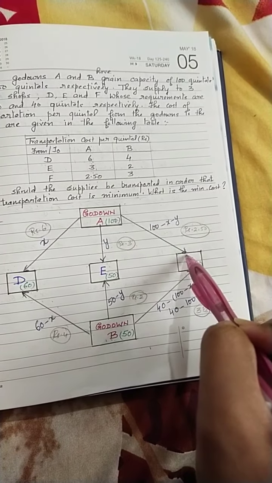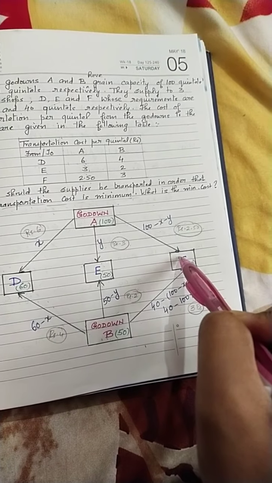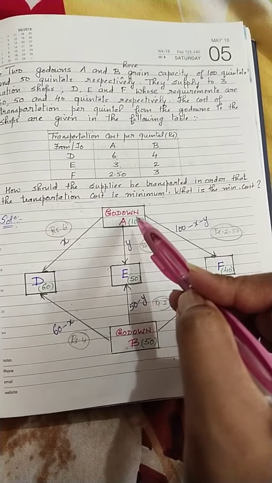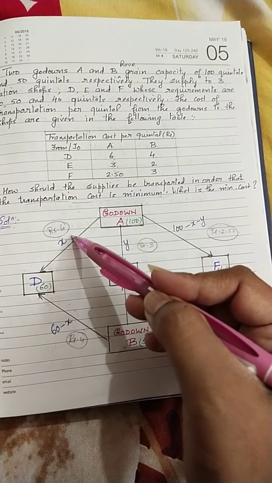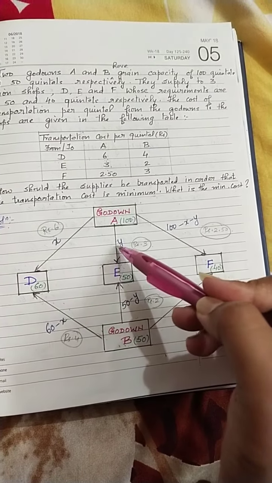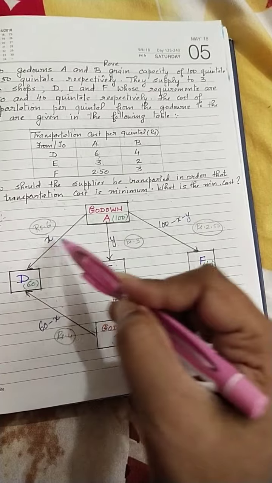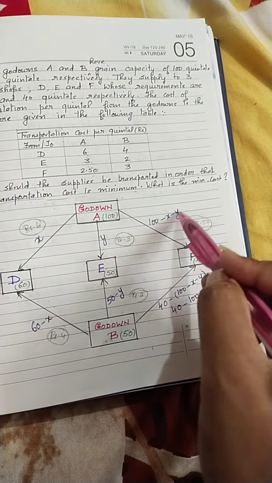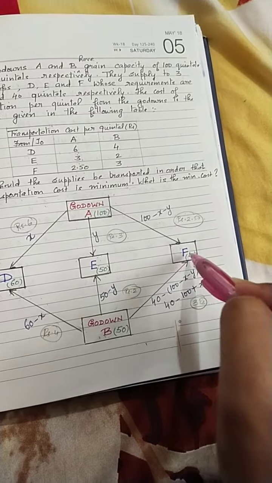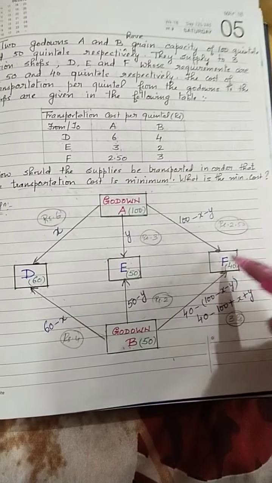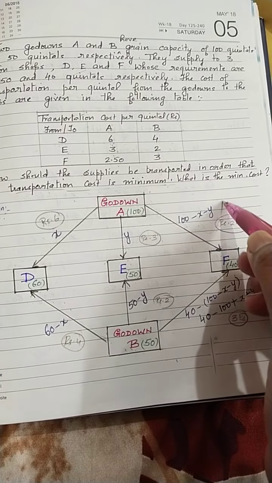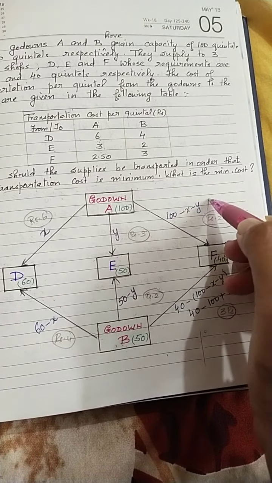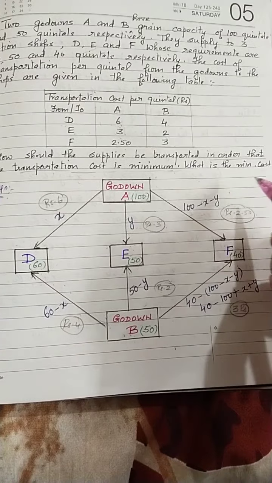Remaining, what is left, that will go to F. So how will you find the remaining? Out of total quintal is 100. From 100 you have supplied X and you have supplied Y. That means you will subtract these two from 100, and that will be your remaining quintals which will go to F. So the quintals supplied to F is 100 minus X minus Y.